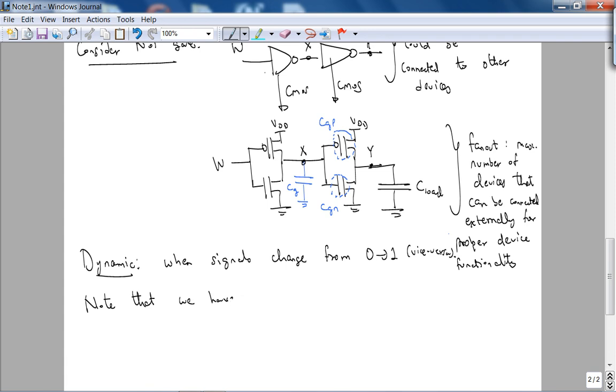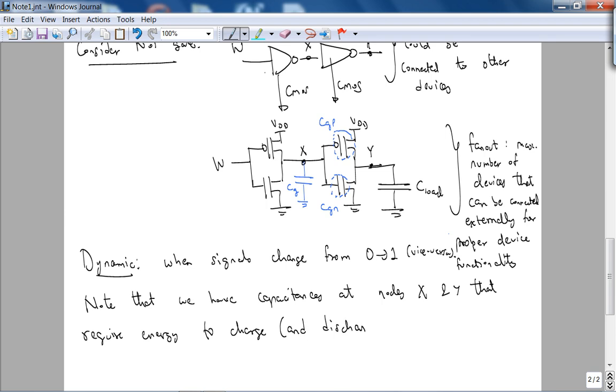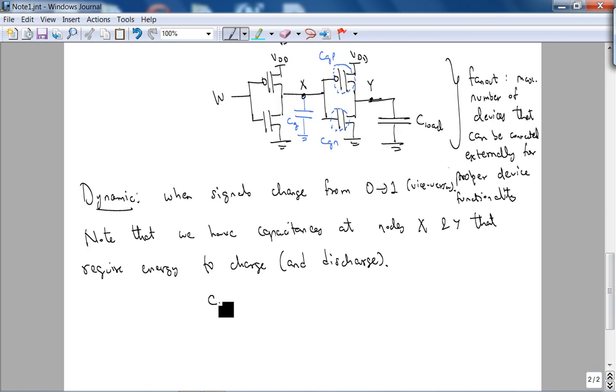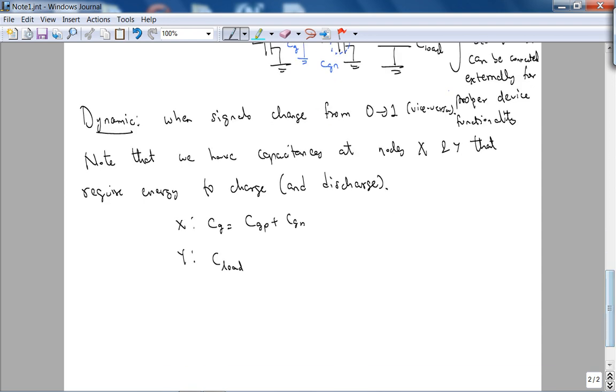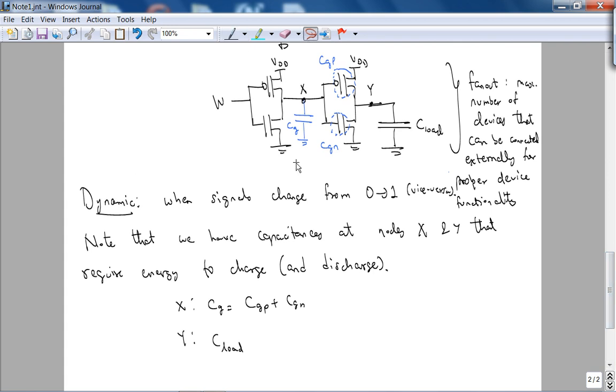Note that we have capacitances at nodes X and Y that require energy, and we'll see shortly why, that require energy to charge and discharge. So in other words, CG is obviously CGP plus CGN. This is at node X, and at node Y we have C load. But the bottom line is, let's actually consider only the CG capacitance.